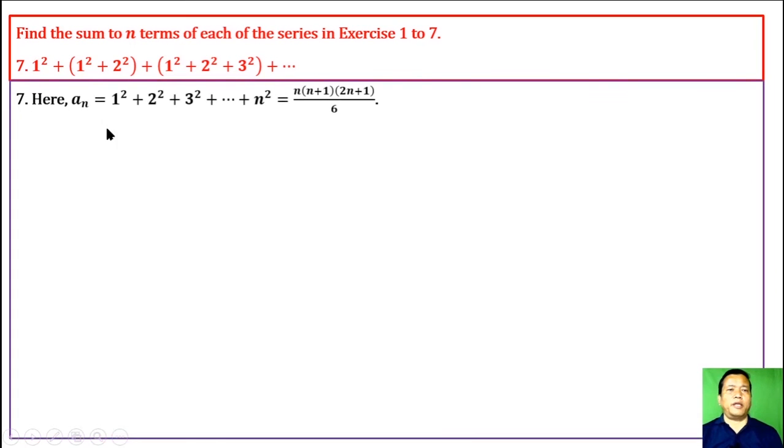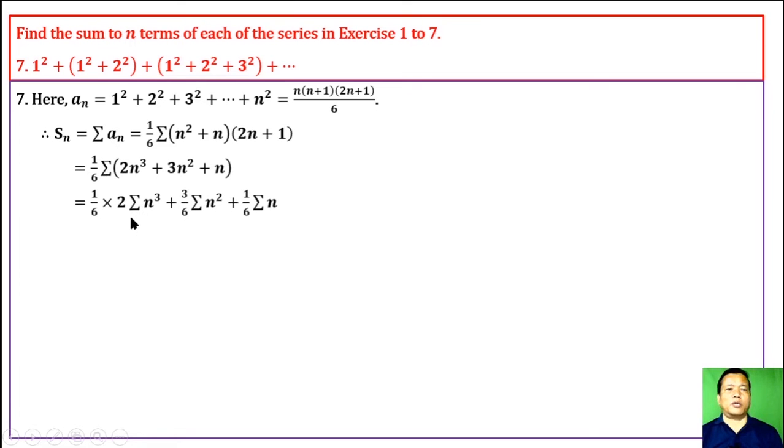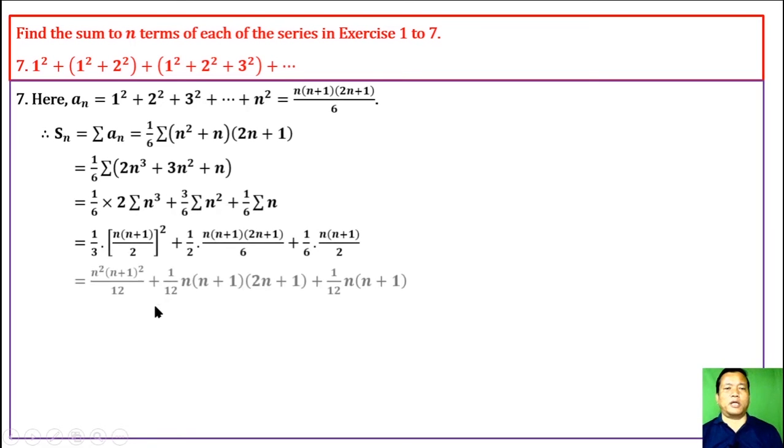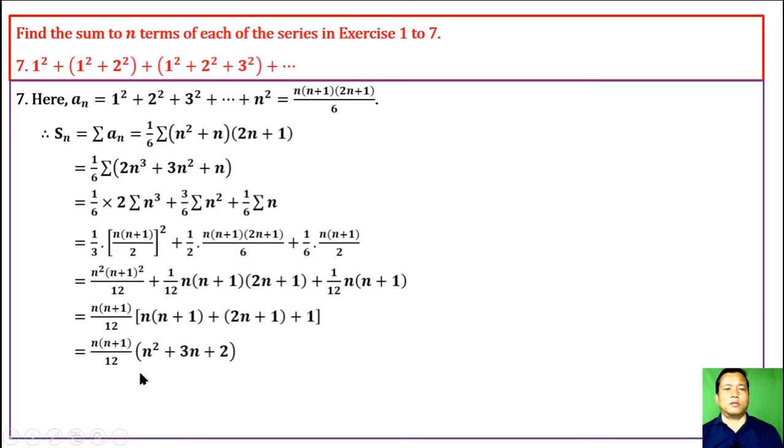Here an is 1 square plus 2 square plus 3 square plus up to n square, whose sum is n plus 1 into twice n plus 1 by 6. Therefore, Sn is summation of an. We get this, and taking 1 by 6 common, 1 by 6 into 2 summation of n cube plus 3 by 6 summation of n square plus 1 by 6 times summation of n. Put their respective values and simplify, we get this, which is the required sum.